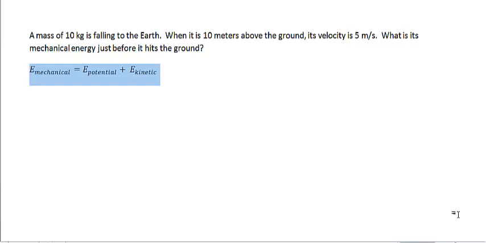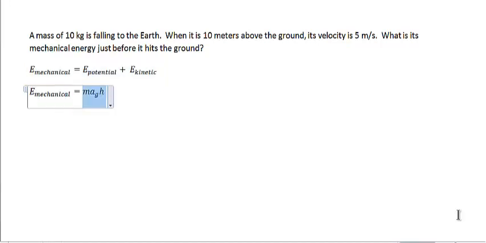If there's no friction, if you figure out the mechanical energy 10 meters off the ground or anywhere else, you will know it everywhere else, including right before it hits the ground. So all we have to do is figure out its mechanical energy just before it hits the ground, or right at 10 meters. So let's see what we know.